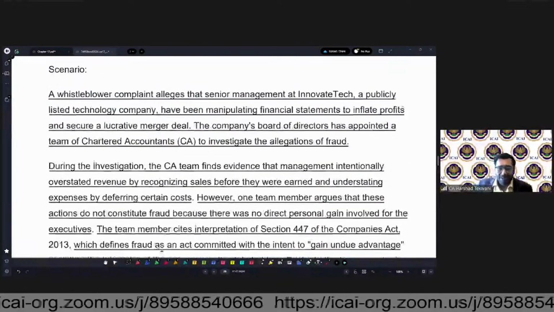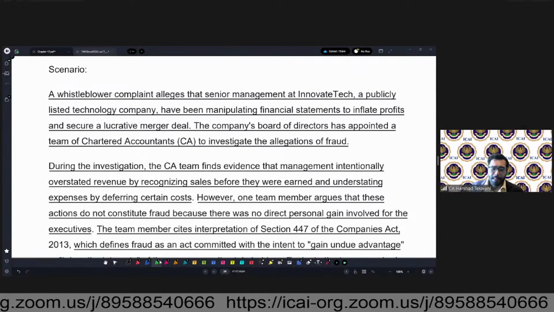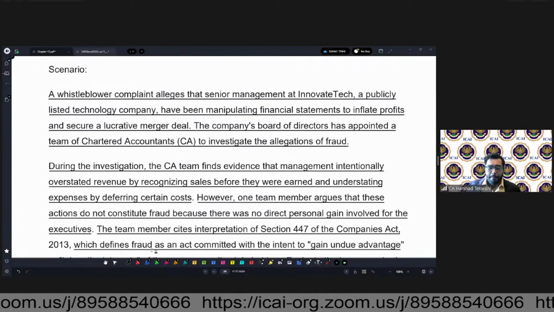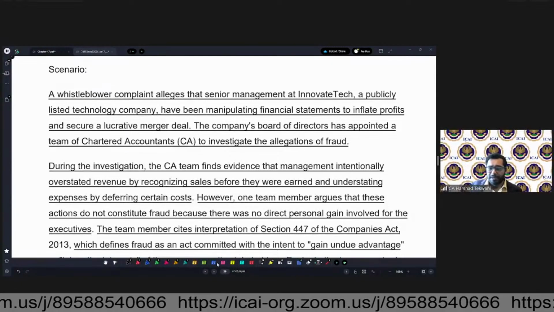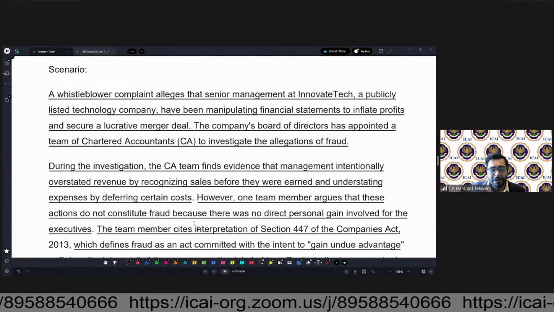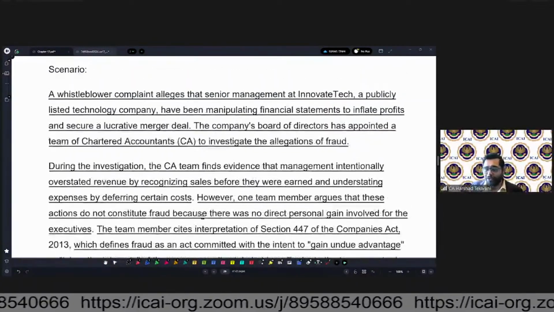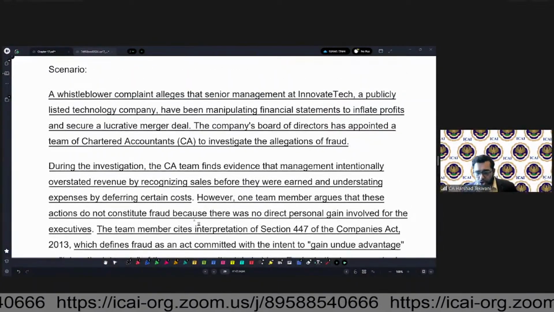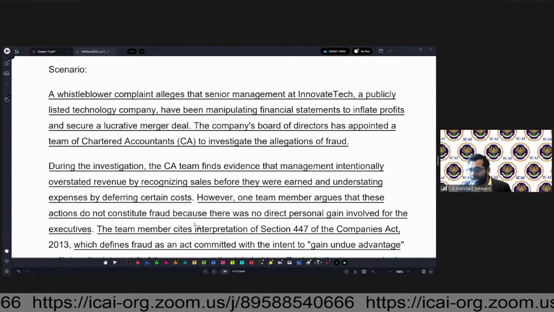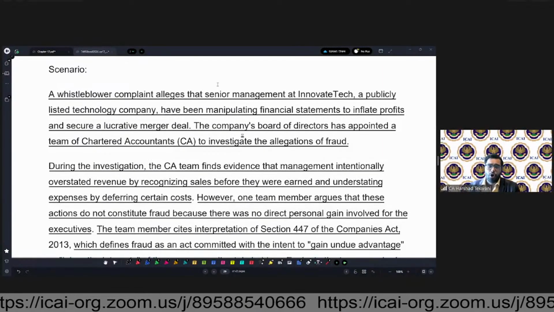So here, the scenario is that the management is doing something which is not appropriate, but the team is saying that this cannot be termed as a fraud under Section 447 because there is no personal gain or advantage to the executives. Rather, the gain is happening to the company. So this cannot be termed as a fraud at the end. So what do you think? Can it be termed as a fraud or not?